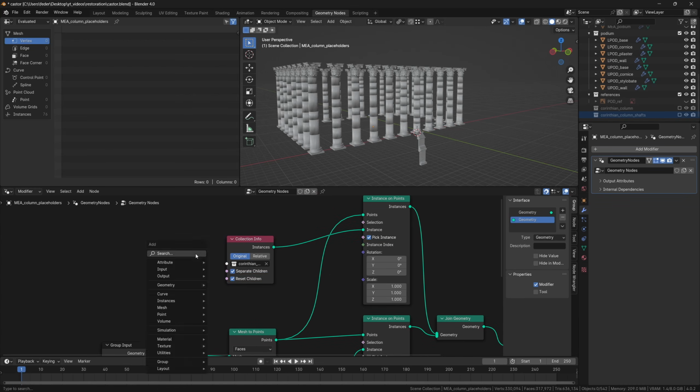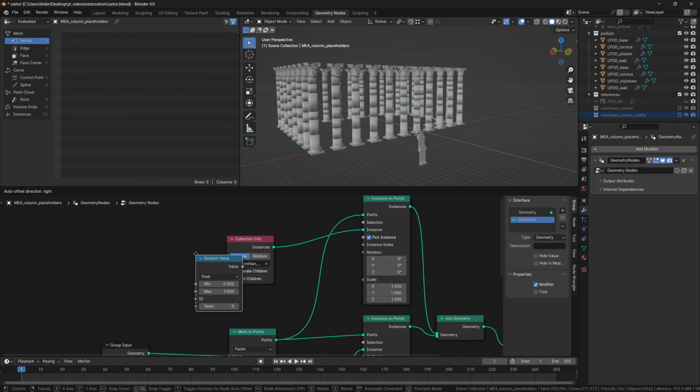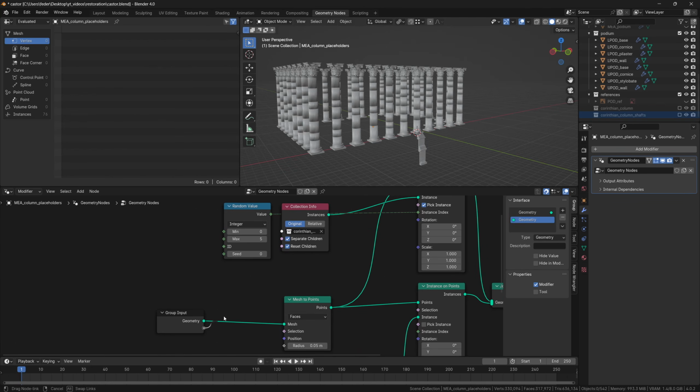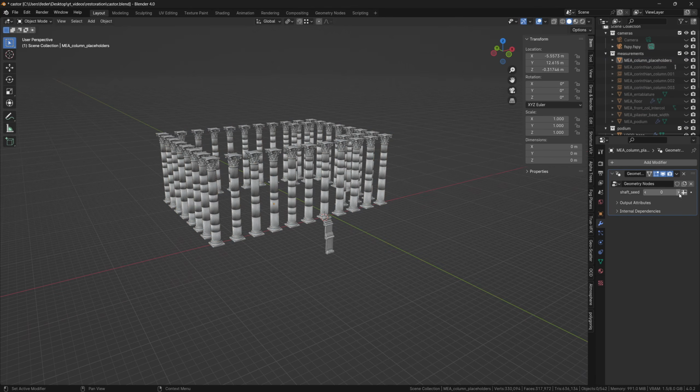I also defined a random seed parameter to drive how the shaft's instances are placed by adding a random value node set on integer with a number of potential values equal to the number of shaft variations, and eventually feeding it into the instance index socket of the instance on points node. Finally, to control the seed of the random value node, I created a group input parameter to be used from outside the node system as to browse among different potential configurations.